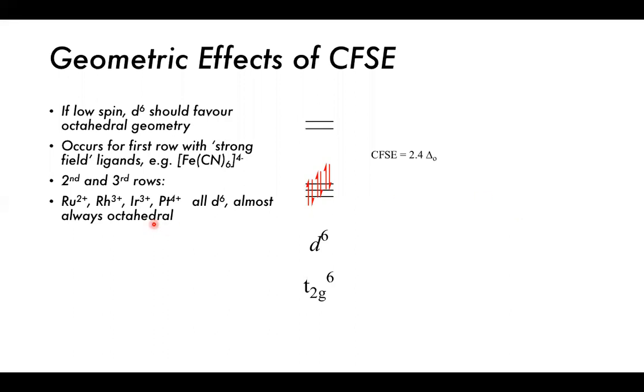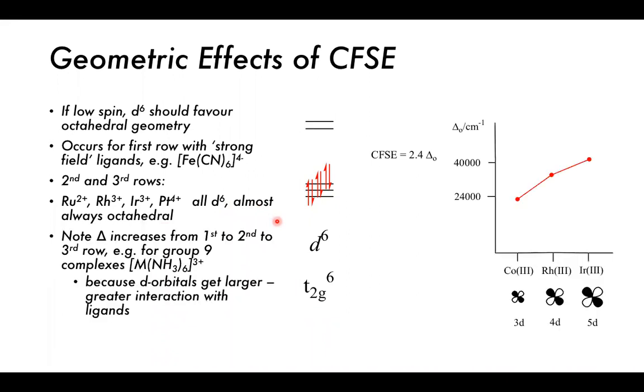Second and third rows, they're almost always octahedral. They don't really like to have other geometries. So the Δ increases the most from first to second, and then less from second to third, but still generally increases because the d orbitals get larger, so there's going to be a greater interaction with the ligands.